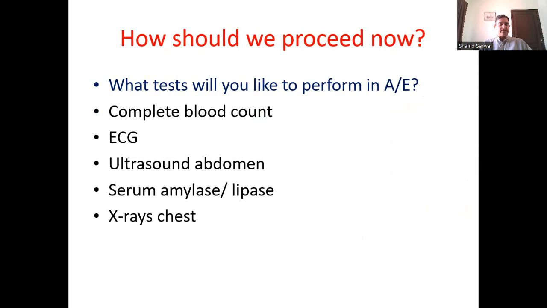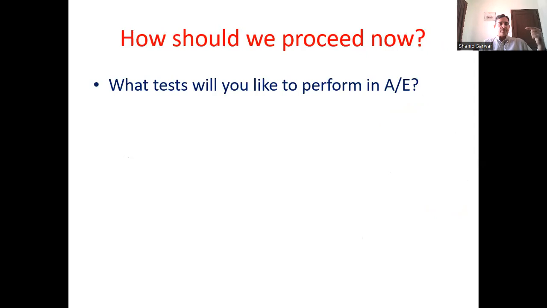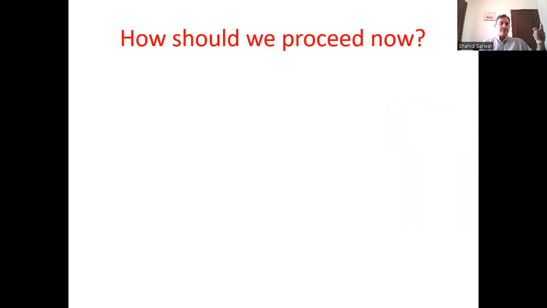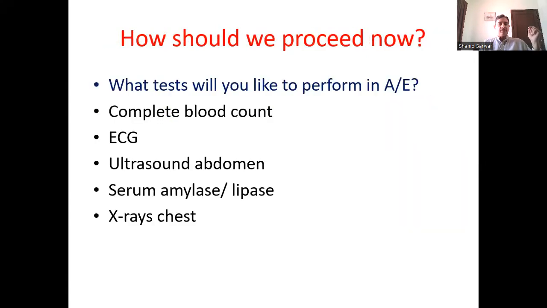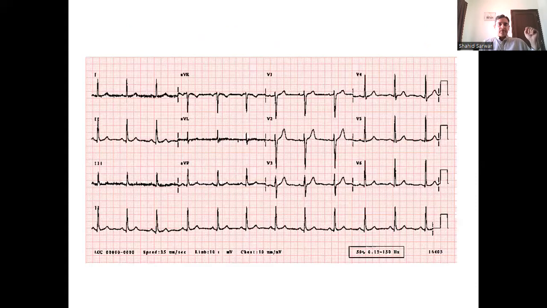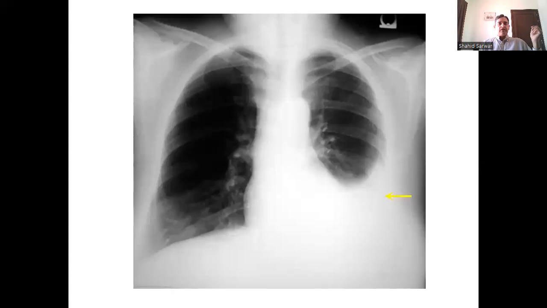So this is the list that should come straight into your mind: CBC, ECG, ultrasound, amylase, lipase, and X-ray chest. And if you go back to the differential diagnosis list that we had, you can very well understand why we have planned for these tests right away in the emergency. His ECG was done, which was perfectly okay.